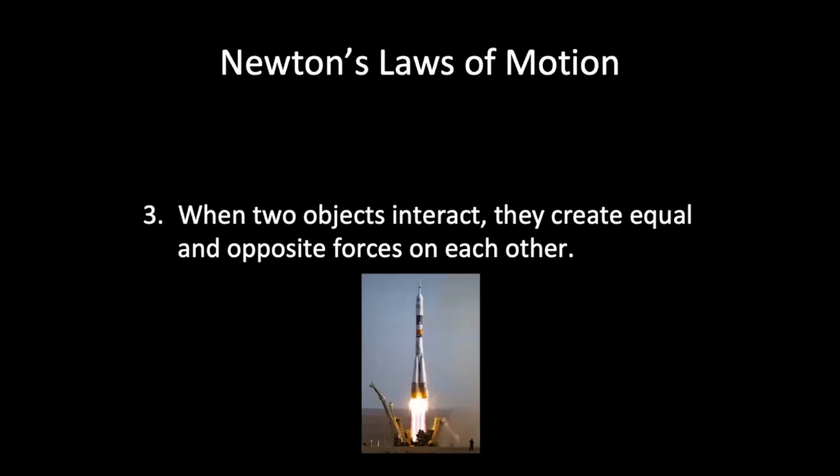Newton's third law of motion: when two objects interact, they create equal and opposite forces on each other. You could think of a rocket. In order to propel itself forward, it has to push something backward.